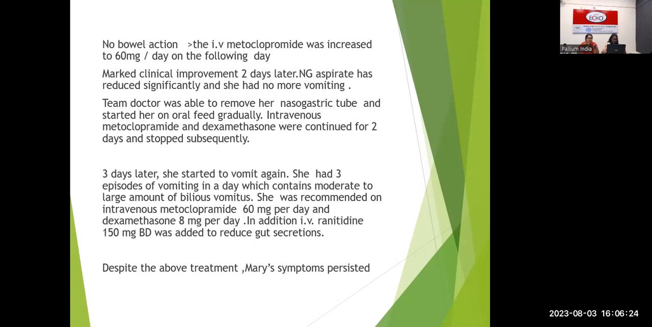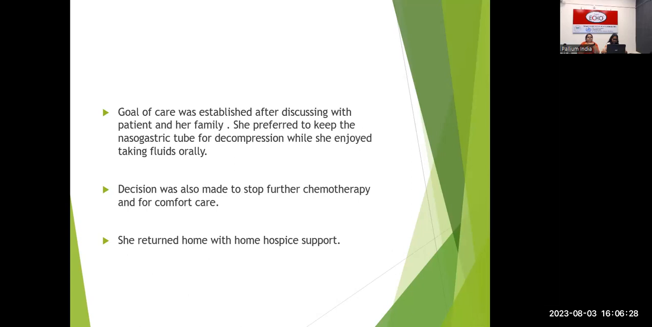So again, even after you changed all these things, she still had symptoms. So the goal of care was established after discussing with the patient and her family. She preferred to keep the nasogastric tube for decompression while she enjoyed taking fluids orally. So this is what we told her. She is able to take fluids orally, even though she is having the Ryle's tube.